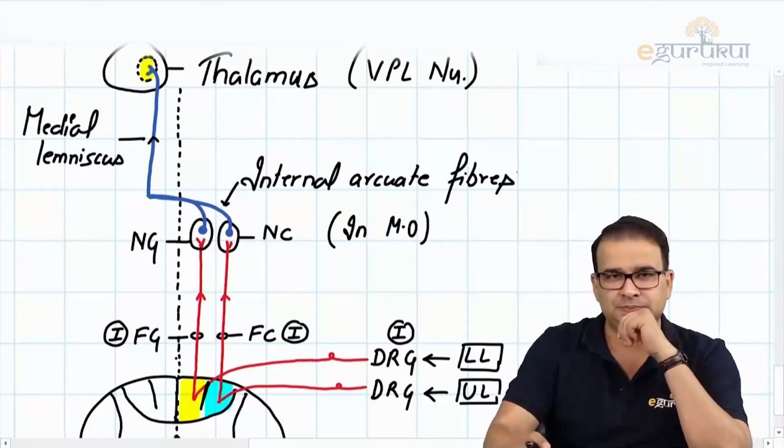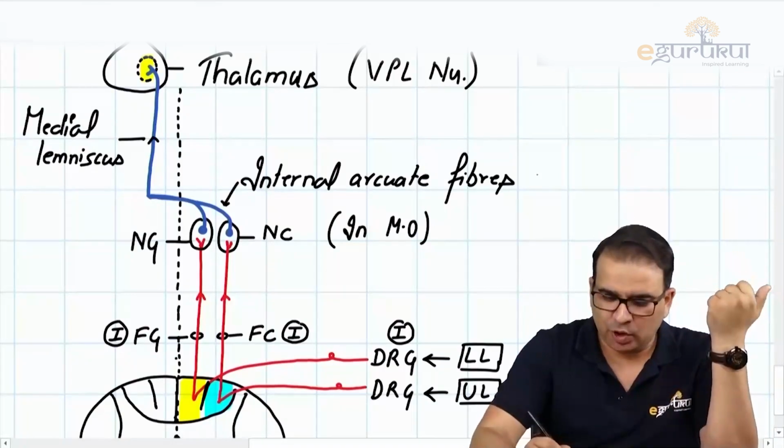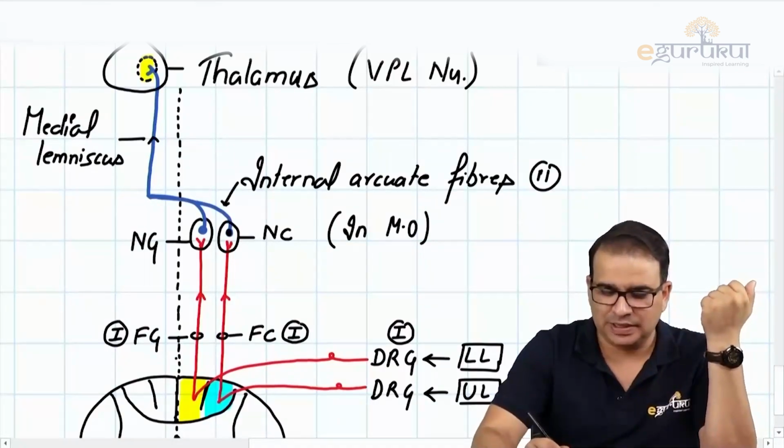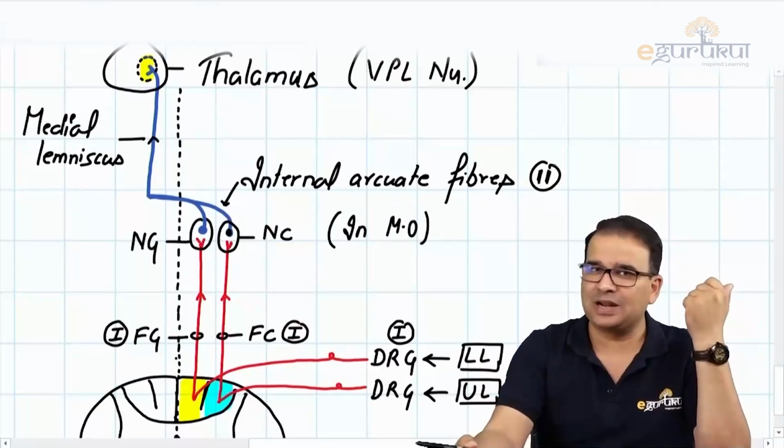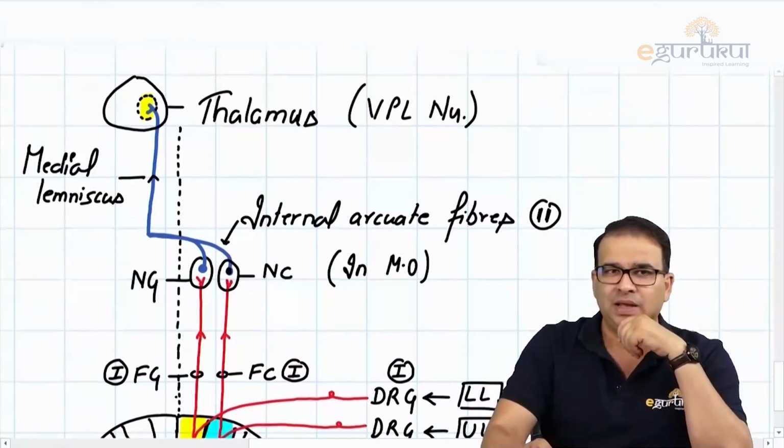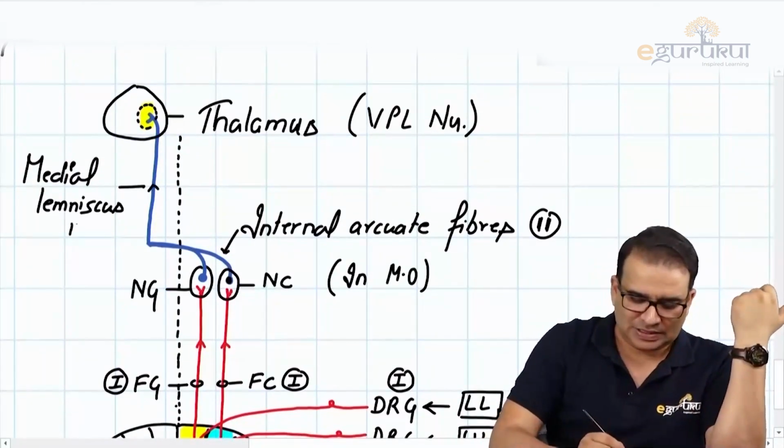Internal arcuate fibers. Which order neuron? Of course, second order neuron, because they are the ones decussating. They are the ones which come after the nucleus, so they are second order neurons. Internal arcuate fiber, and medial lemniscus also is a second order neuron.